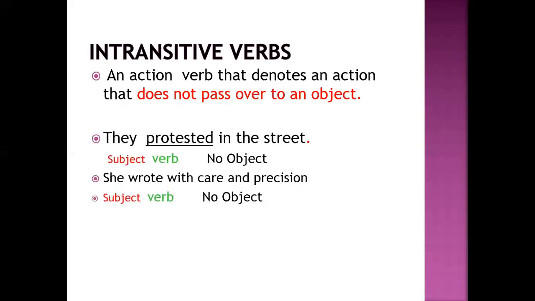They protested in the street. They protested. They is the subject. Protested is the verb. In the street is not an object, but a phrase. So an object is not given here. She wrote with care and precision. She wrote. She is the subject. Wrote is the verb. With care and precision is a phrase, but not an object. So when an object is not given in a sentence, the verb of the sentence will be considered intransitive.